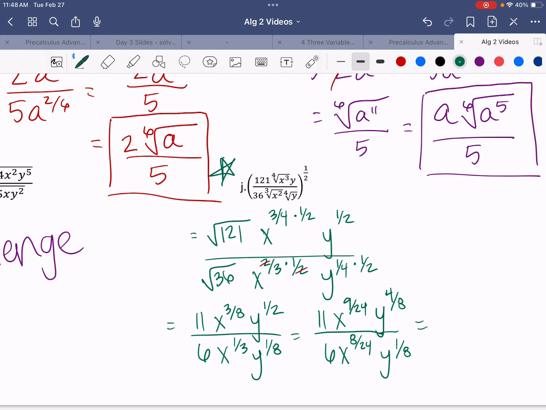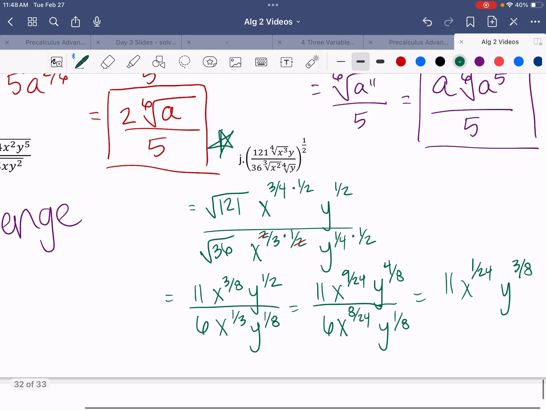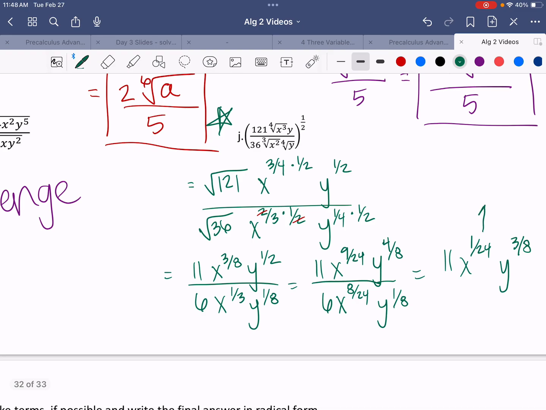So I have 11x to the 1/24. And y to the 3/8. Okay, not a very nice answer. I really should then convert it all into radical form. So it'd be 11 times the 24th root of x times the 8th root of y cubed.